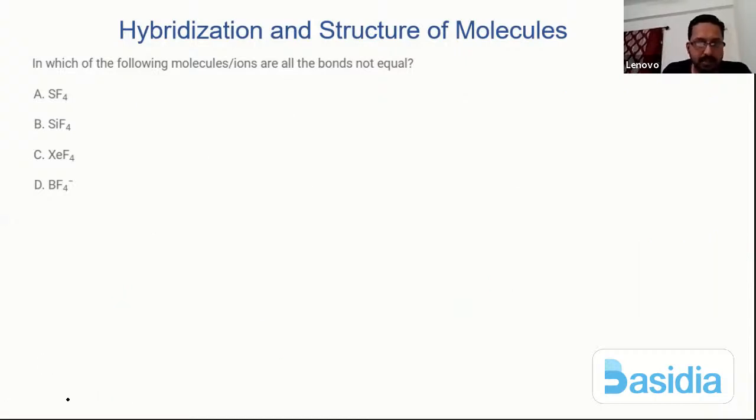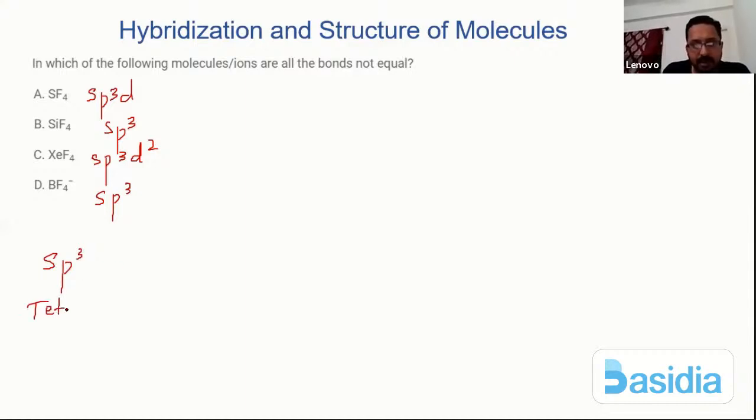Now when you consider the SF4 structure, as I told you, the hybridization was what here? It was sp3d. Here it was sp3. Here it was sp3d2, and the last one was again sp3. Now sp3 will show you a tetrahedral structure, correct? sp3 is showing you tetrahedral structure. So that means what?